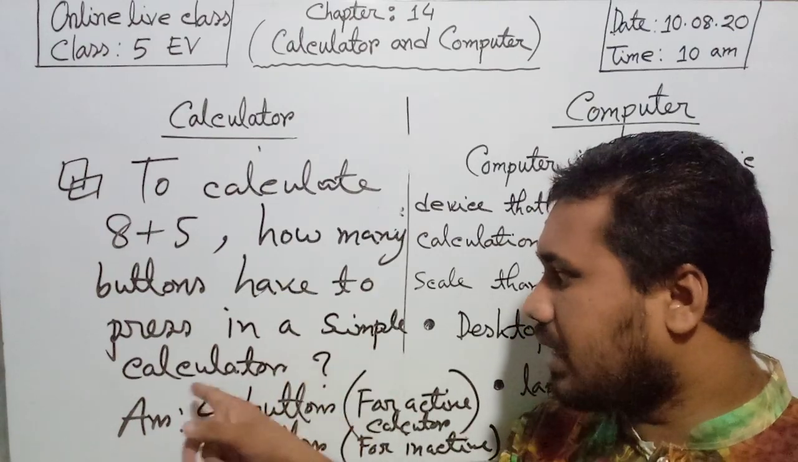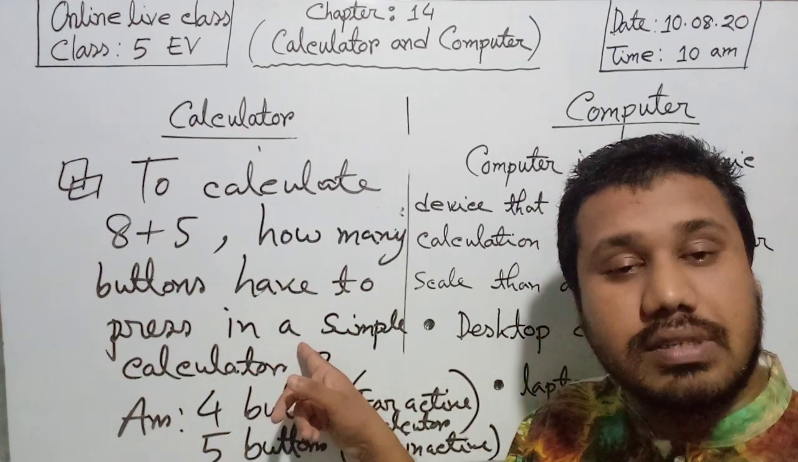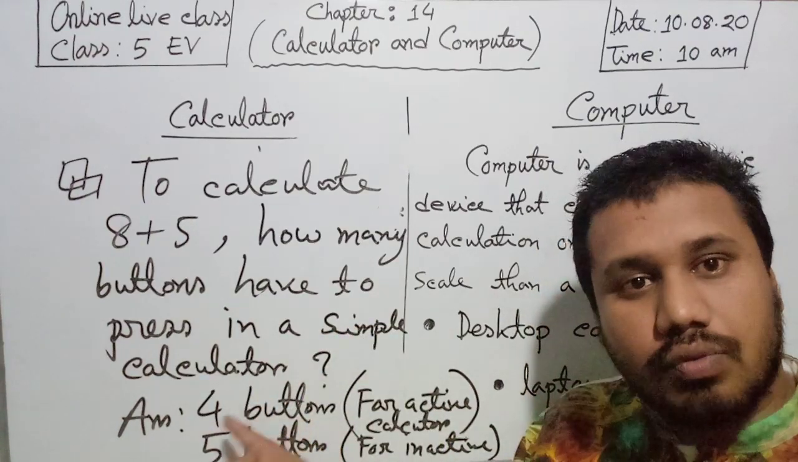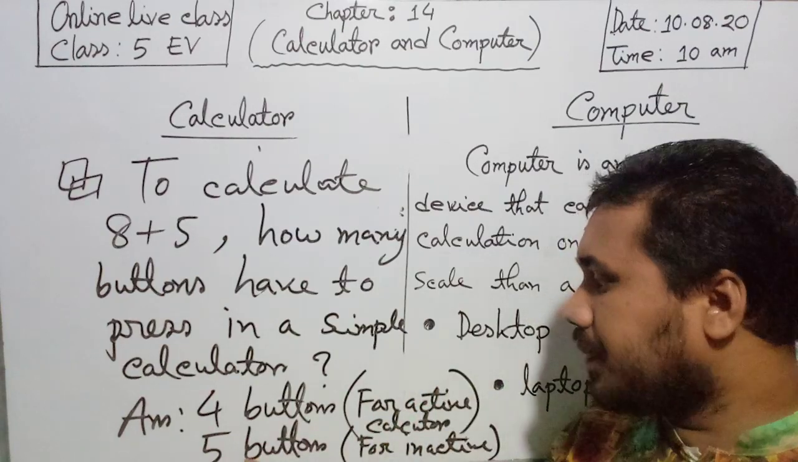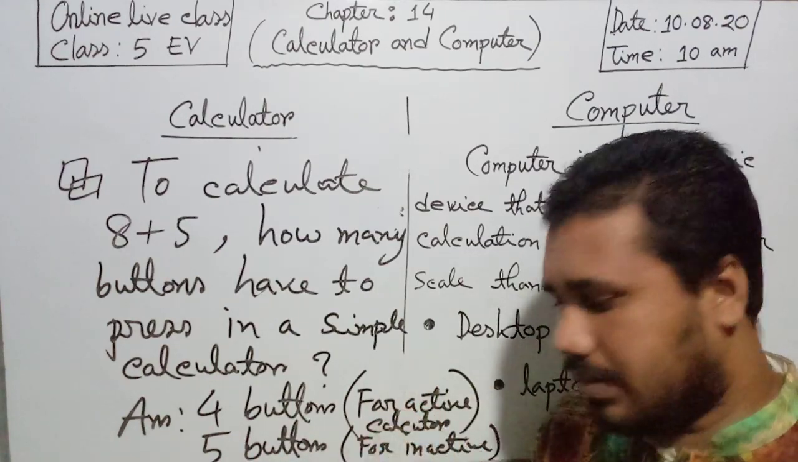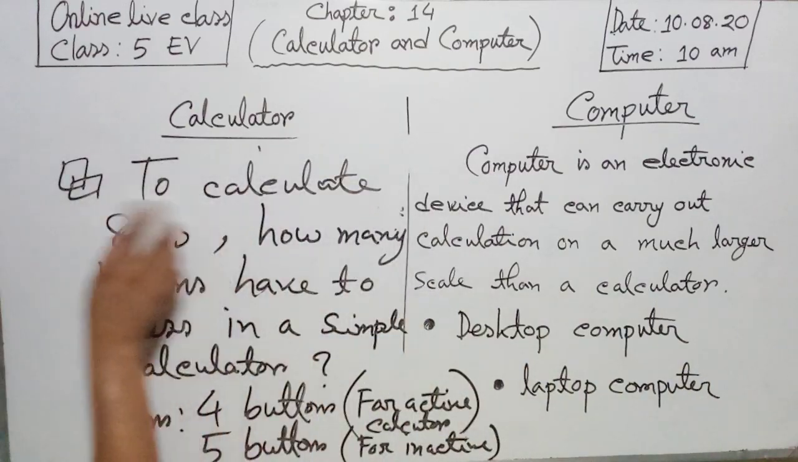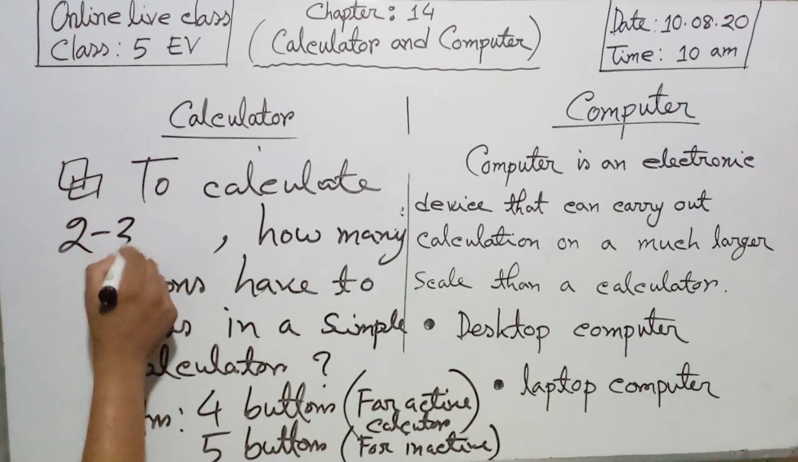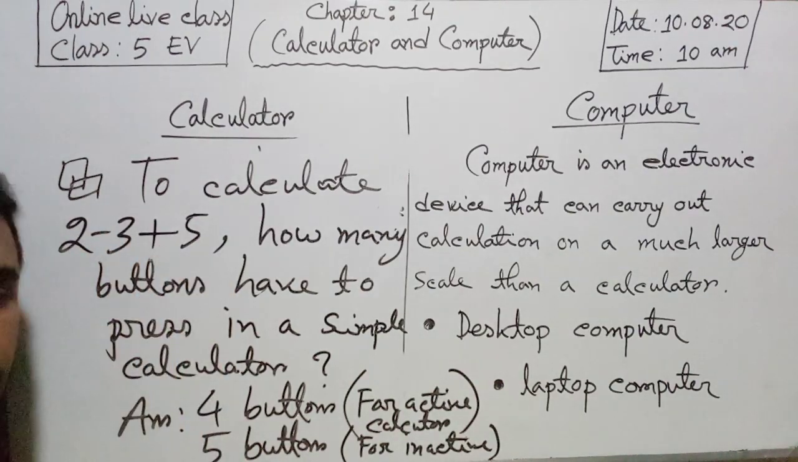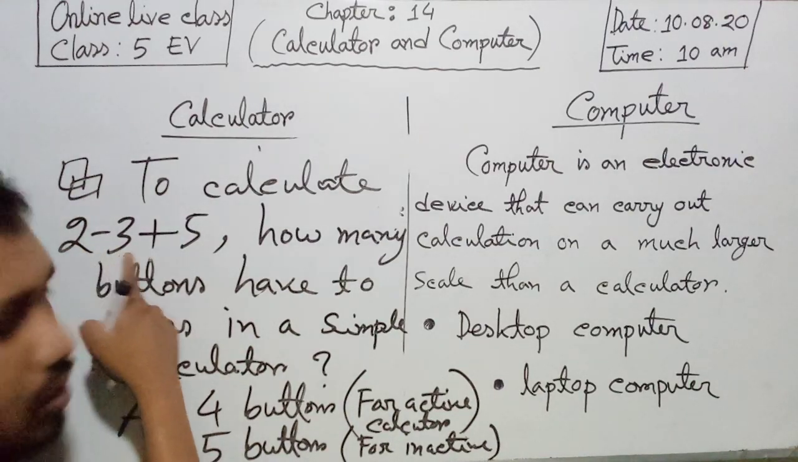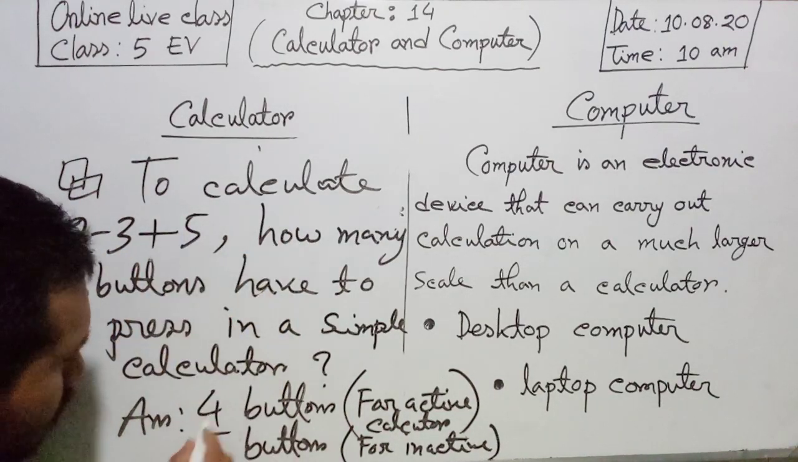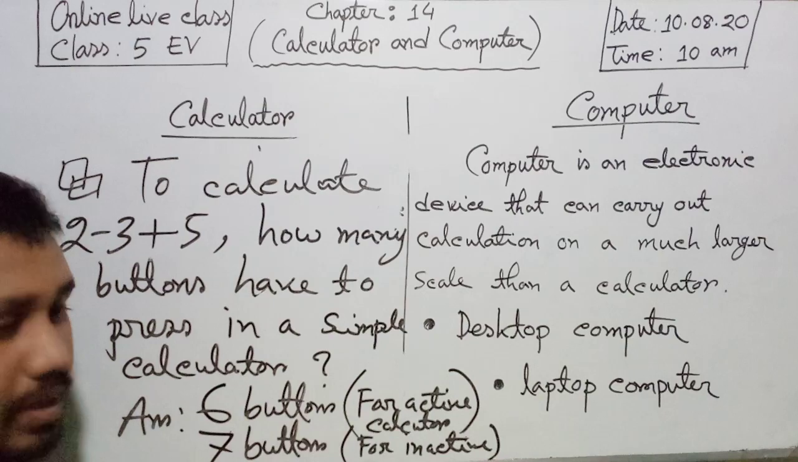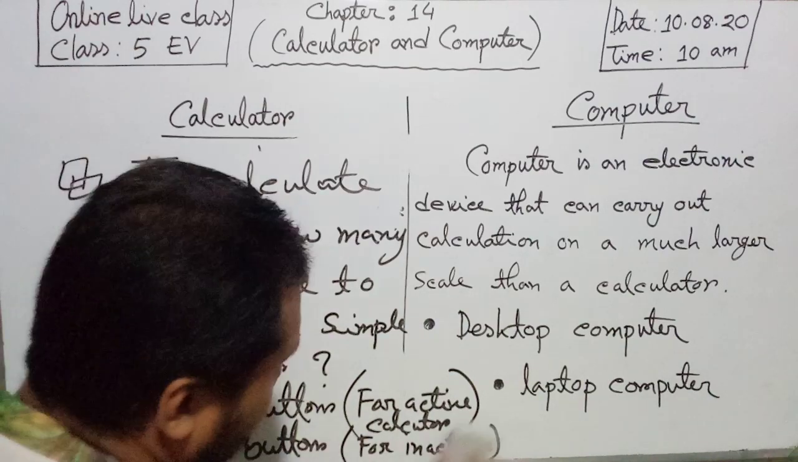So if the question says active calculator, the answer is 4. If the question says inactive, then 5 buttons. If the question says only calculator, then you have to answer both: 4 buttons for an active calculator and 5 buttons for an inactive calculator. Suppose I have written 2 minus 3 plus 5, then 1, 2, 3, 4, 5, and equals is 6. So this will be 6 buttons for an active calculator and 7 buttons for an inactive calculator. Very simple.